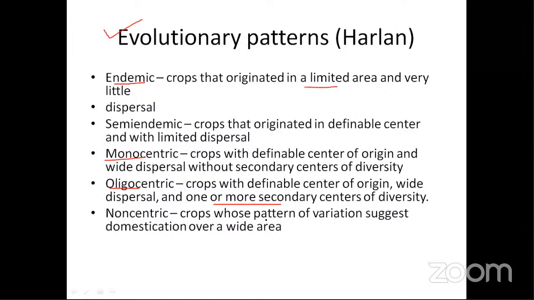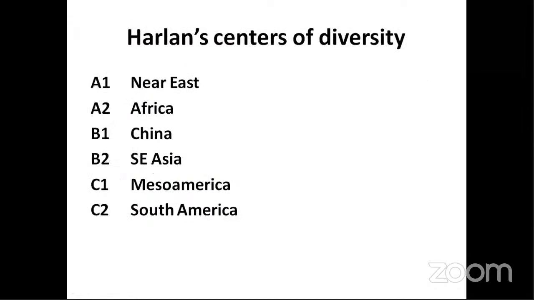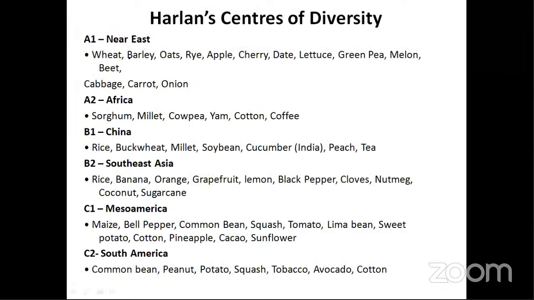Non-centric means where the variation pattern cannot be exactly figured out. Those sorts of crops are called non-centric. Okay, so these terms might be new. Just go through this. If you have any doubt, then ask me. Then Harlan divided the crops into six particular centers of diversity, and allotted the particular crops to different zones, like Near East, Africa, China, Southeast Asia, Mesoamerica, and South America.